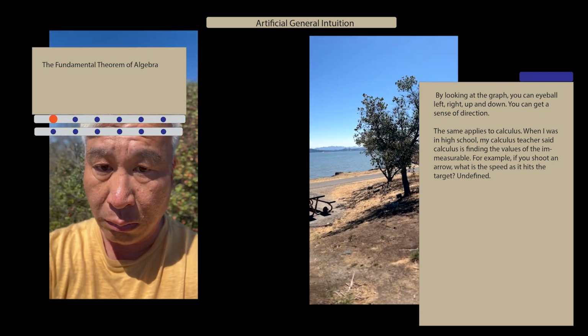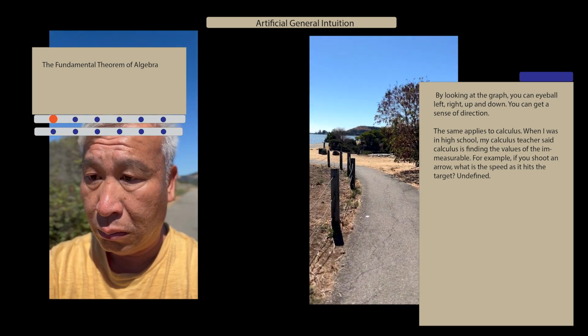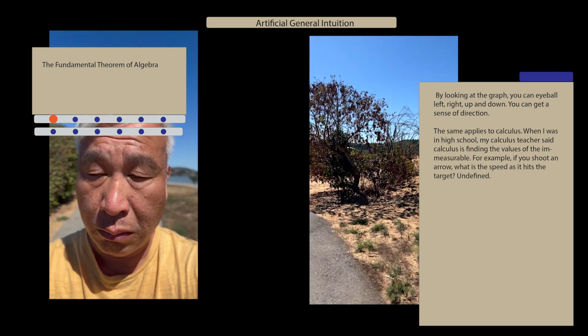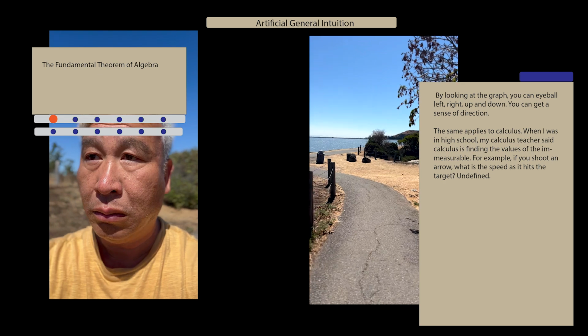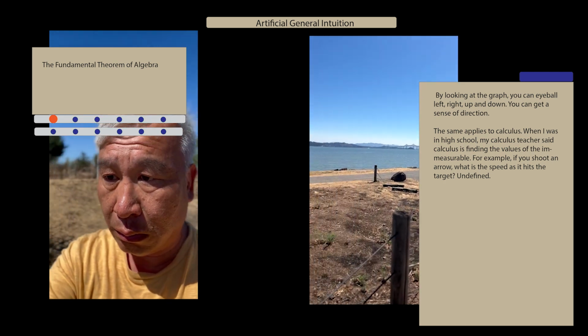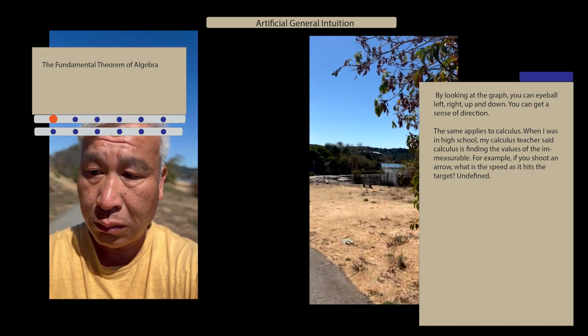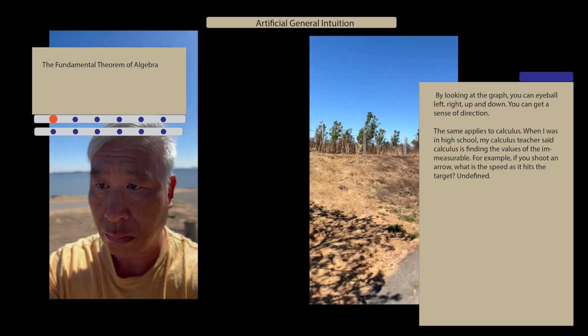The same applies to calculus. When I was in high school, my calculus teacher said calculus is just finding the values of the immeasurable. For example, if you shoot an arrow, what is the speed as it hits the target? Undefined.